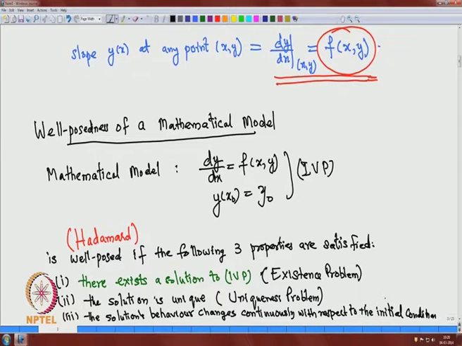So these three problems: the first one is whether there exists a solution to the mathematical model. The second problem is whether the solution is unique, and the third problem is whether the solution changes continuously with respect to the initial condition. The initial condition here is y 0. So the third problem is known as the stability problem. So the existence problem first, then the uniqueness problem, and the third one is the stability problem.